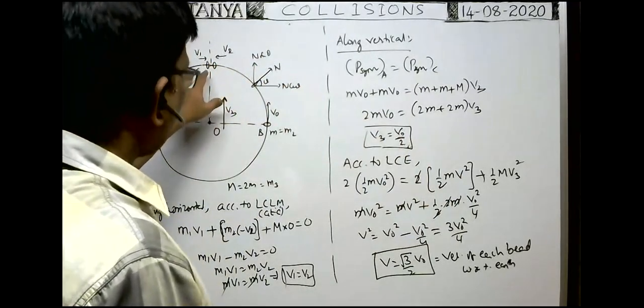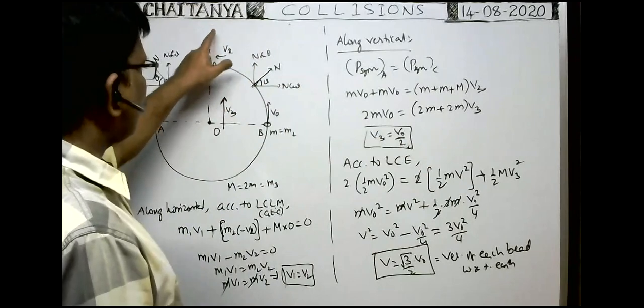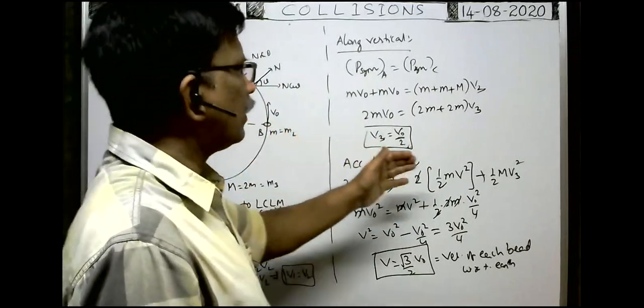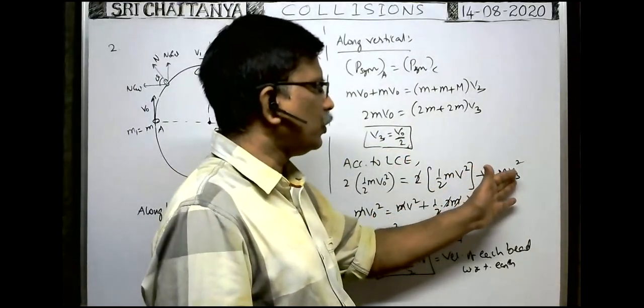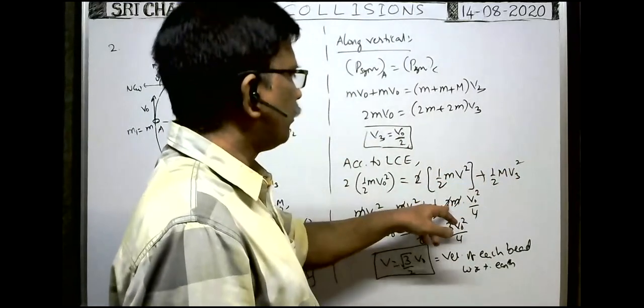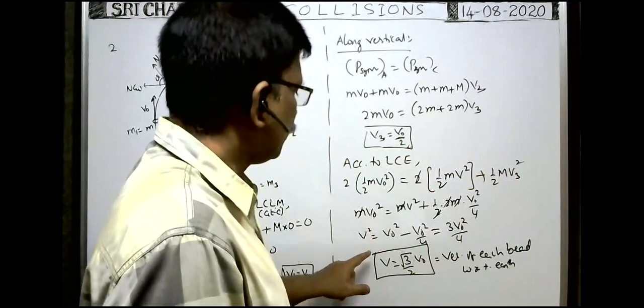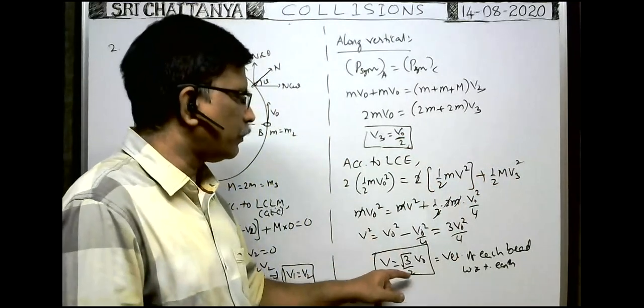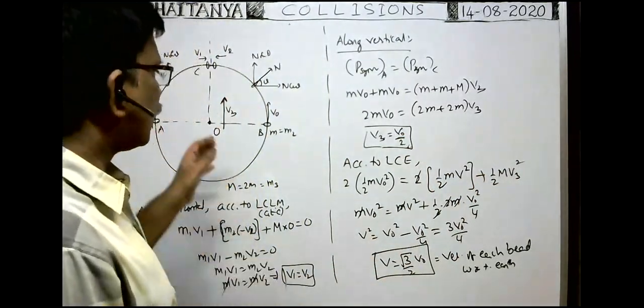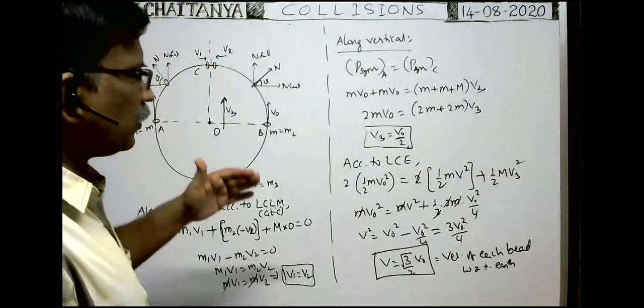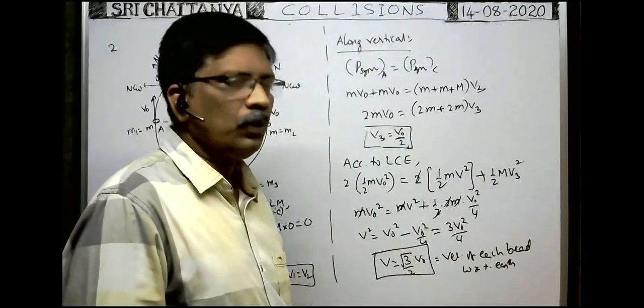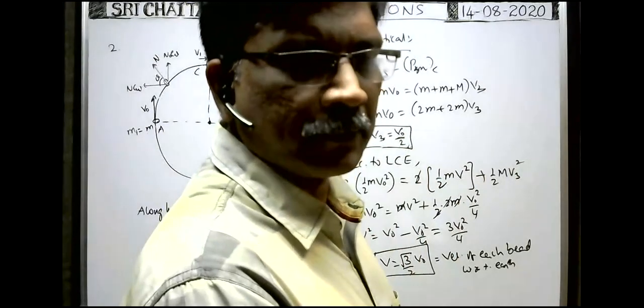Plus, whenever the beads are here, the velocity of the ring in this direction is v3, so half into the mass of the ring into v3 square. The mass of the ring is 2m, and v3 is v naught by 2. I substitute here, and when I simplify, I get v equal to root 3 by 2 v naught. So the velocity of each bead with respect to Earth is root 3 by 2 v naught. This is the answer.